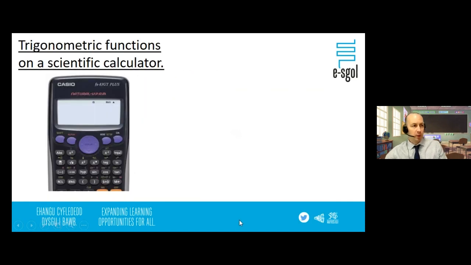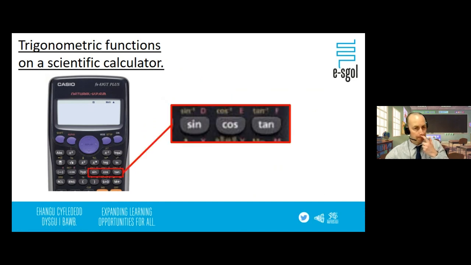Okay, so the buttons we're going to be using. You may notice on your scientific calculator, you've got sine, cos, and tan buttons. They're normally in that order, but some calculators are different to others. So if your calculator isn't like the Casio that's on the screen, you're going to have to get familiar with where those buttons are. But those are the buttons we're going to be using throughout the lesson today to find the missing sides, or indeed find the missing angles.